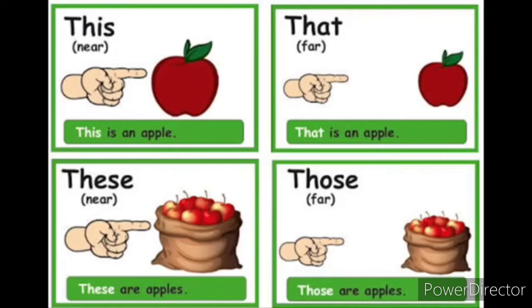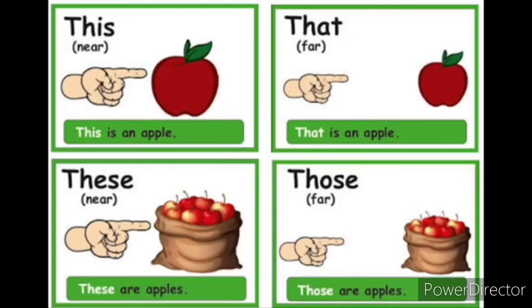Look at the picture, children. This is an apple. The object apple is nearby and it is singular. And that is an apple. So the object is singular and that is far away. In the same way, on the other hand, in the plural form, these are apples, nearby. The apple basket is nearby. Those are apples. The apple basket is far away from the person. So these and those are in plural form. This and that are in the singular form. Are you clear about this demonstrative pronoun now, children? Yes. Move on to the next one.